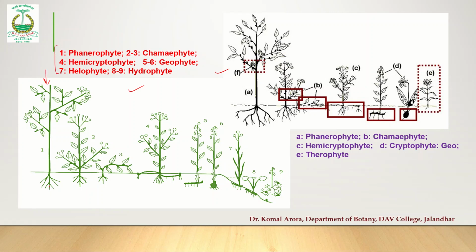So the phanerophytes. Phanerophytes, I told you, are the woody plants in which the buds are present at a minimum, I am saying, greater than or equal to 10 centimeter height from the soil surface. So these are the buds here. You can see they are present at a height. They are called the phanerophytes, which basically include shrubs, trees, epiphytes.